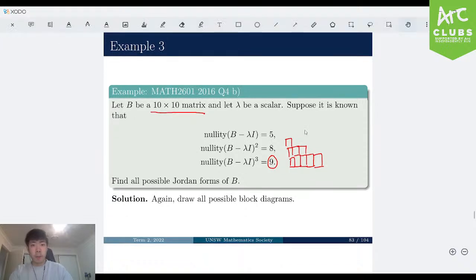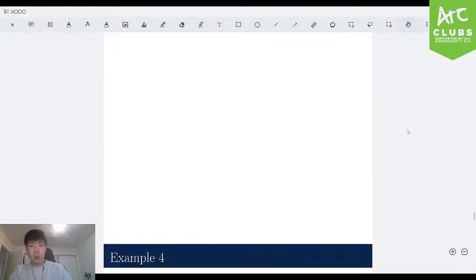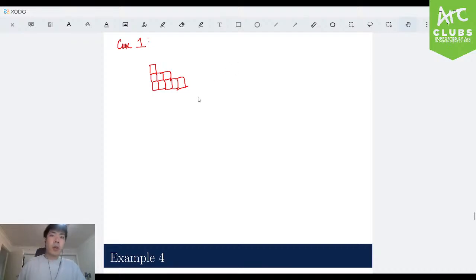Okay, so let's have a look at the first scenario, so case 1. Again, so far we have a block diagram that looks like this. 5 on the base, 3 on the next one, and then 1 in the third level. Okay, and so far we only have a nullity of 9, but we should be able to achieve a nullity of 10. So where can the final block go?